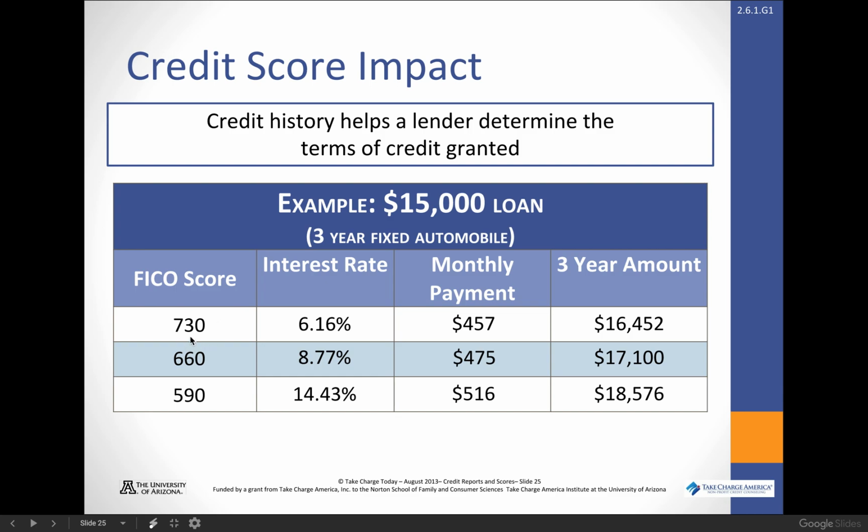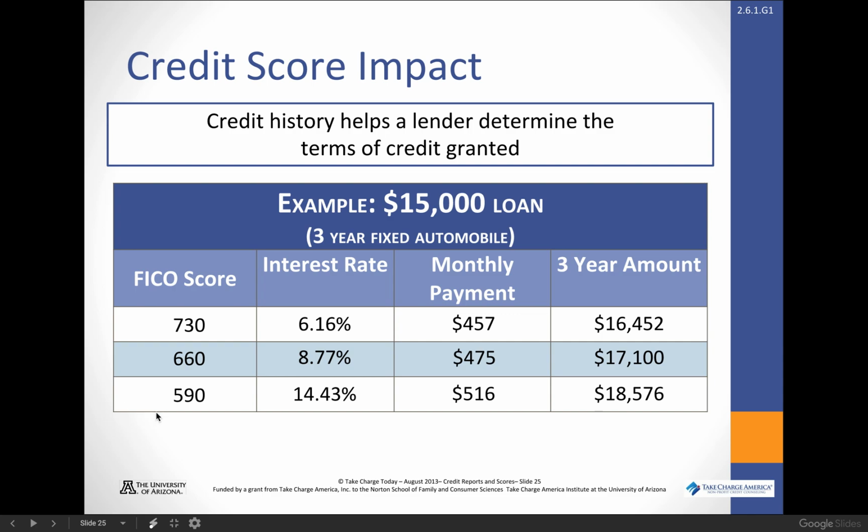The higher my credit score, the more trustworthy I am. We know that now. And so the lower my interest rate is going to be because there's less risk for the lender. So if I'm in the 700s, I'm going to have probably around that 6%. With that interest, I'm going to end up paying $16,452 on a $15,000 loan.